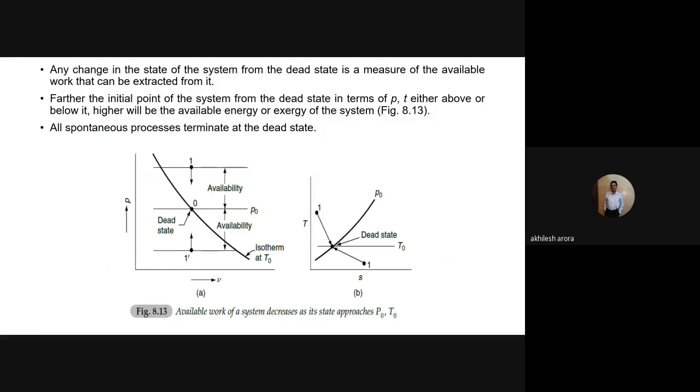Any change in the state of the system from the dead state is the measure of available work that can be extracted from it. वही बात है कि अगर मेरा सिस्टम पॉइंट नंबर 1 पे है और ये डेड स्टेट है, तो इसका मतलब मैं सिस्टम से कुछ ना कुछ वर्क एक्सट्रैक्ट कर सकता हूँ, या मैक्सिमम यूजफुल वर्क एक्सट्रैक्ट कर सकता हूँ. किस चीज़ पे डिपेंड करेगा? ये डिपेंड करेगा कि सिस्टम ओपन है या क्लोज्ड है.